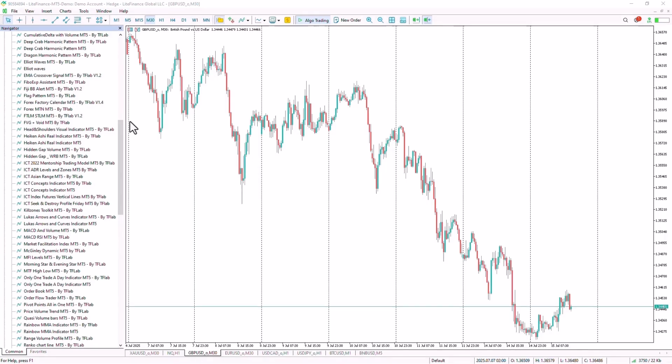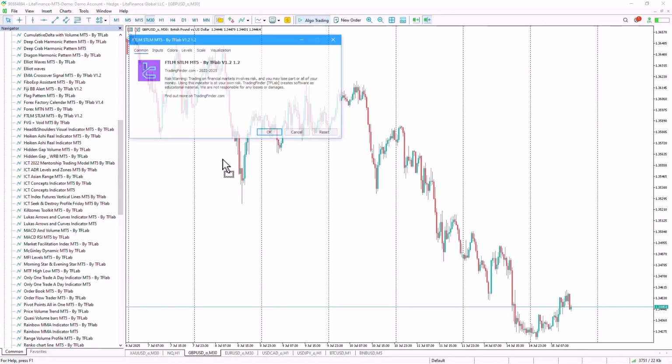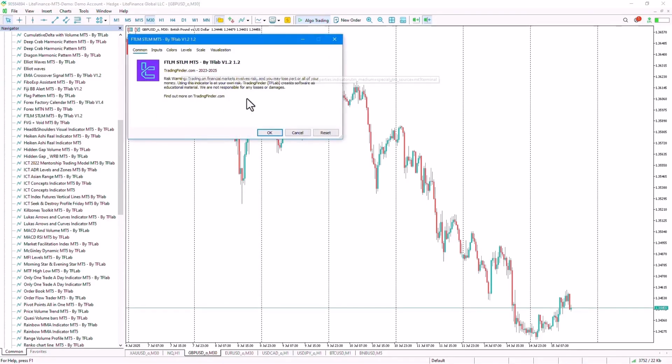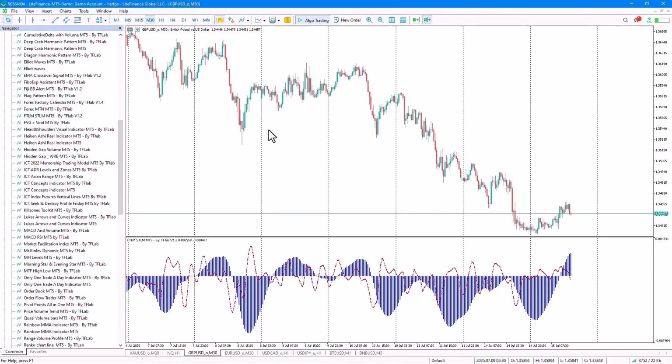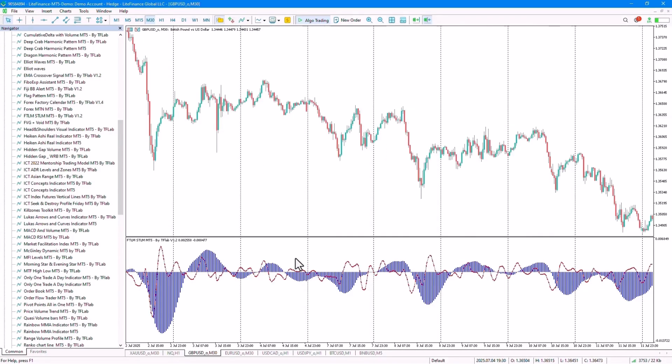Traders can also read this page to learn how the indicator works and operates. From the navigator section, we select the indicator file and run the indicator by dragging the file onto the chart. Once the indicator is running on the chart, an oscillator window will appear at the bottom of the chart.